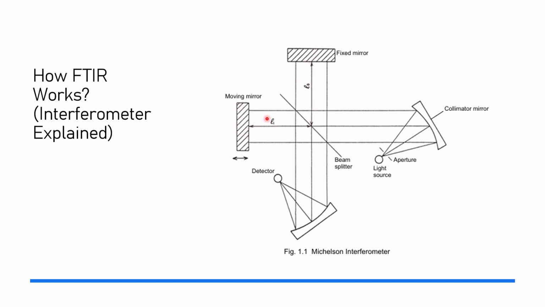So both beams reflect back to the beam splitter. So here you can see, after the interference with the fixed mirror and moving mirror, both lights move to the beam splitter, right? And there they recombine and create an interference pattern, right? And this combined signal reaches the detector here, and this detector records it as an interferogram. Later the instrument uses a Fourier transform to convert this interferogram into the final IR spectrum. So that's how the Michelson interferometer forms the core of every FTIR instrument.